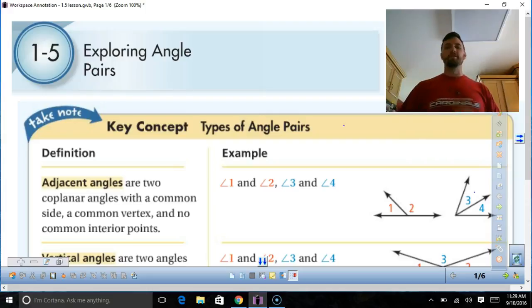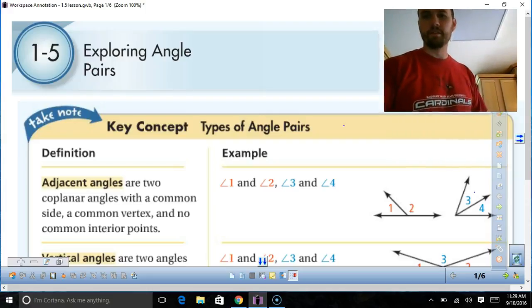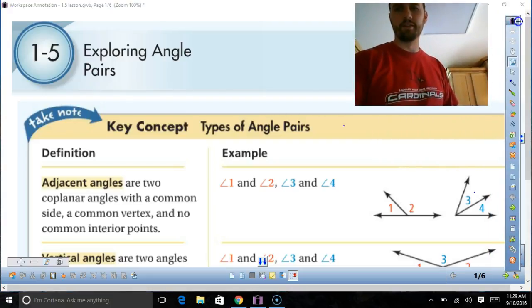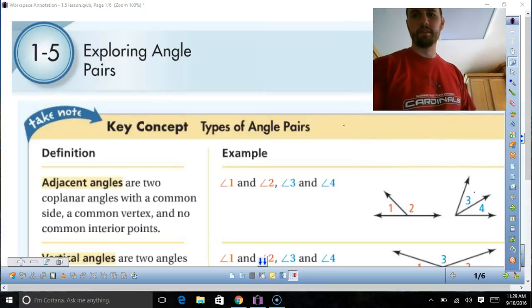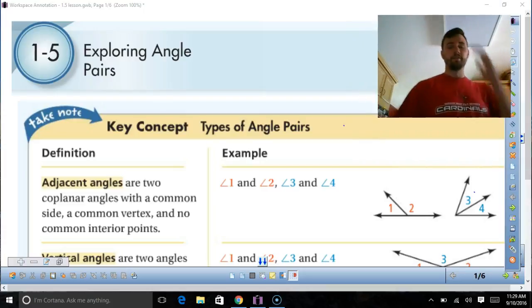All right. So let's go through the different types of angle pairs. Oh, whoa, I'm moving everywhere. I gotta get that out in front. Yep. All right, so here we go.